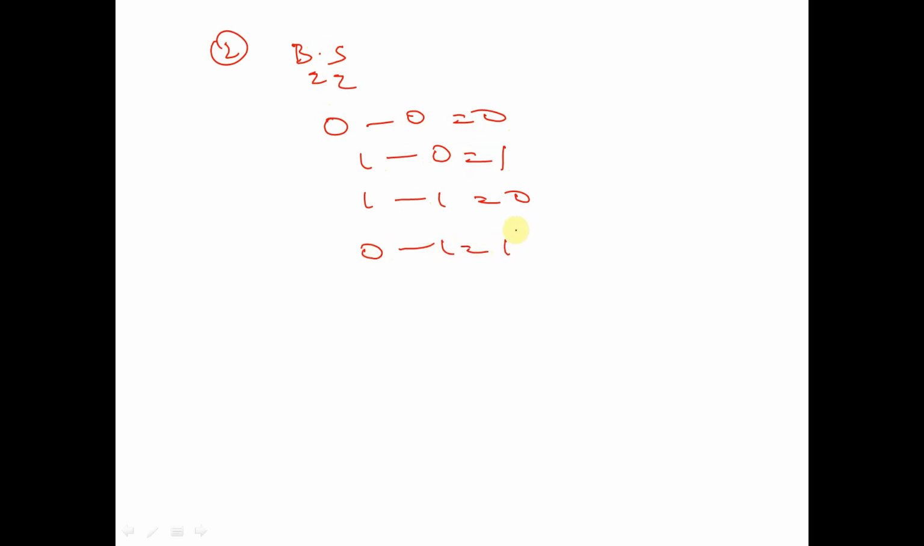And coming to binary subtraction, 0 minus 0 will be equal to 0, 1 minus 0 will be equal to 1, 1 minus 1 will be equal to 0, and 0 minus 1 will be equal to 1. Difference is 1, and borrow will be equal to 1. So this is the binary subtraction.